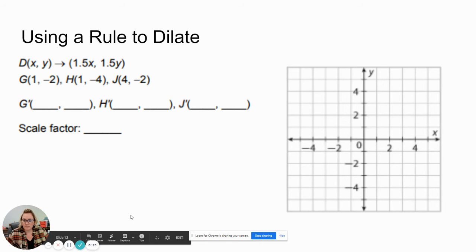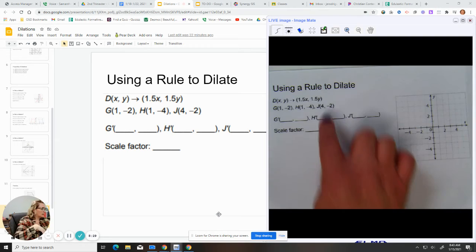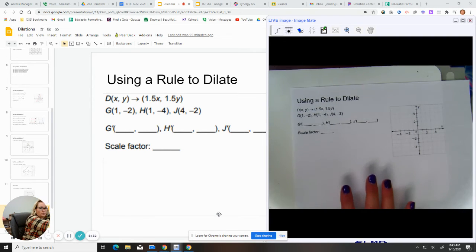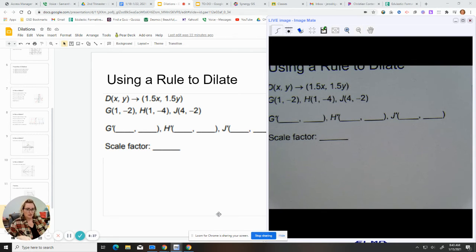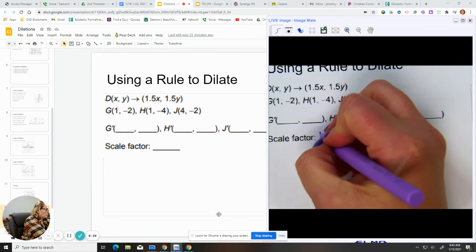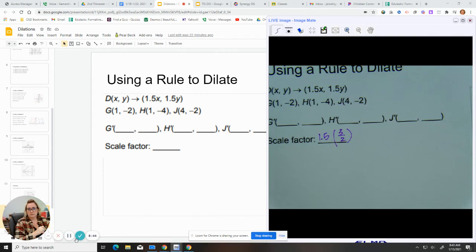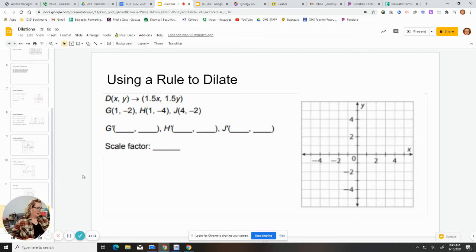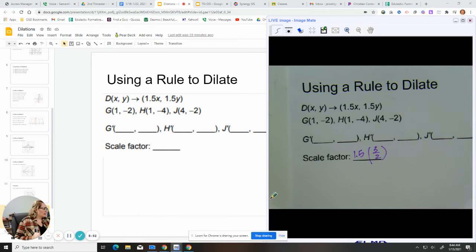Let me pull up this other screen really fast. So this right here is our dilation rule. So that means that our scale factor is going to be 1.5 or 3/2. Okay, so that means that we are going to be multiplying by 1.5 for each of these original points, or 3/2. It's the same thing.